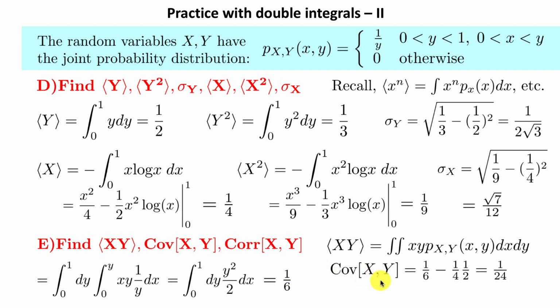Next, we can calculate the covariance. The covariance is the average value of xy minus the average of x into the average of y. These we have respectively from here and from here. So just do the subtraction, that's 1 over 24. And now the correlation of x and y is 1 over 24, divided by sigma_x multiplied by sigma_y. Work that out, and that's square root of 3 over 7, a positive number, which means that x and y are positively correlated for this joint probability distribution function.